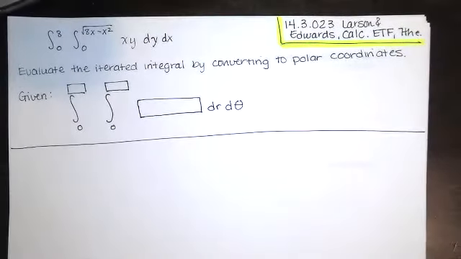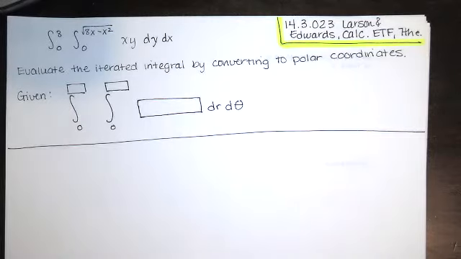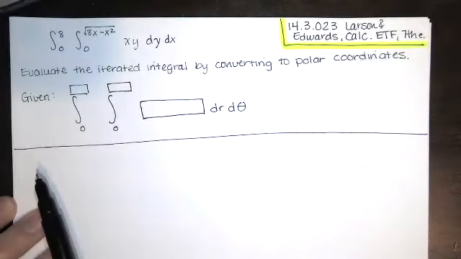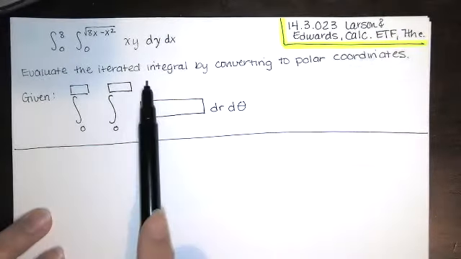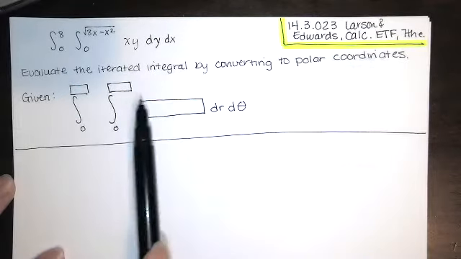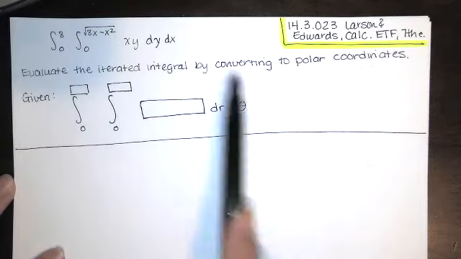In this video, we solve problem 14.3.023 from the Larson and Edwards Calculus Early Transcendental Functions textbook, 7th edition. So we're given this double integral in rectangular coordinates, and we're asked to evaluate the iterated integral by converting to polar coordinates. And they give us this answer box.